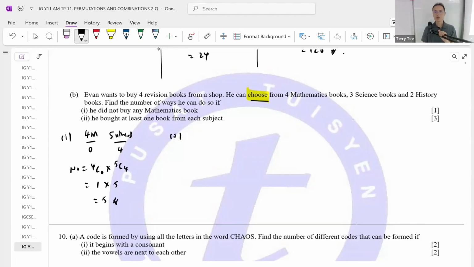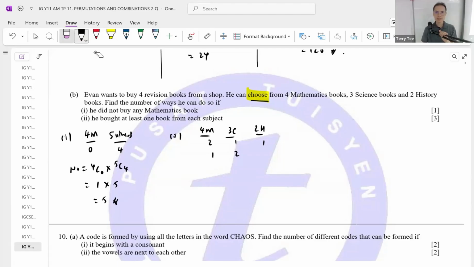Okay, Roman 2. He bought at least 1 book from each subject. So remember, you got 4 mathematics, 3 science, 2 history. When we say at least 1, it means I can buy one from each. Now remember, I have 4 books, right? If you buy 1 each, you got 1 spare. The spare can go to the maths book.